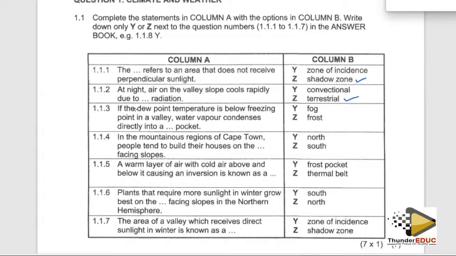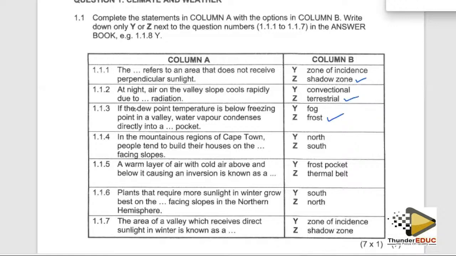Number 1.1.3, if the dew point temperature is below freezing point in a valley, water vapor condenses directly into a dash pocket. As we know, whenever cold air subsides to the valley bottom, it will result in the development of a frost pocket.